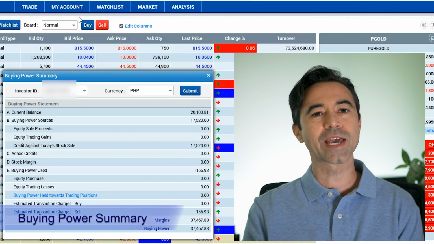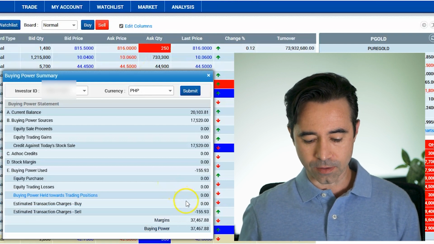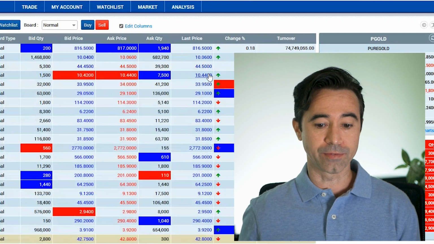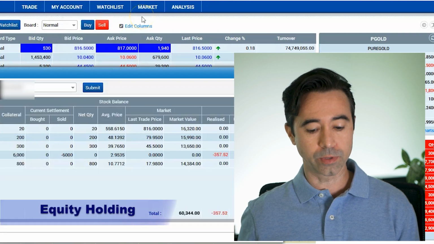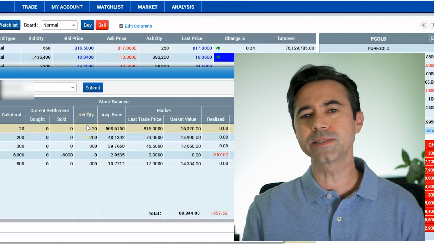And this is how much cash you have available to make a trade right now. So I have 37,467 pesos. But then I need to see how much I have in equity, because I need to see my entire portfolio. So I'll also go over to the equity holding, and I have 60,344 pesos. So essentially I have almost 100,000 pesos.